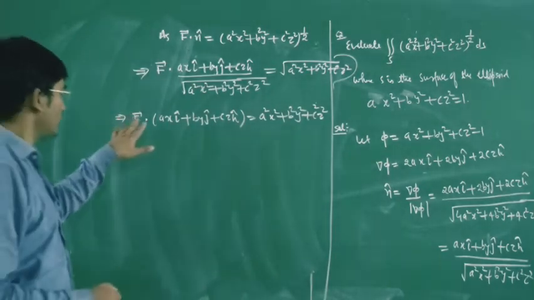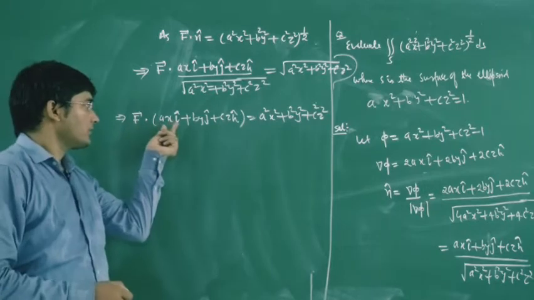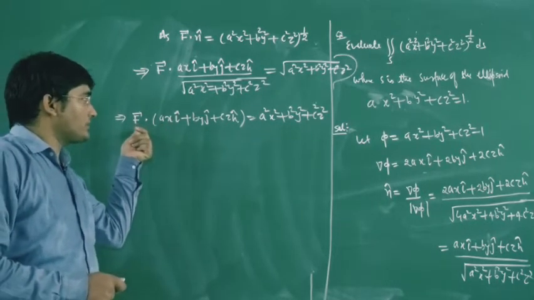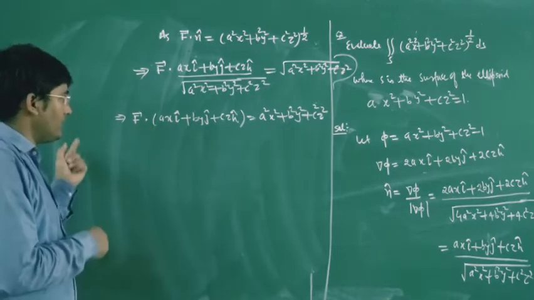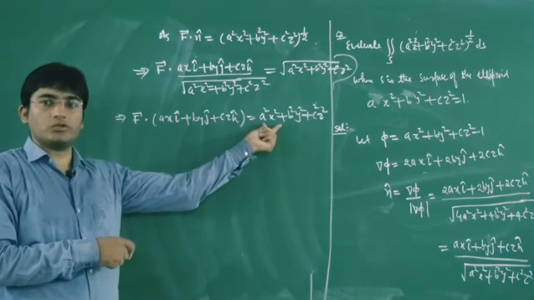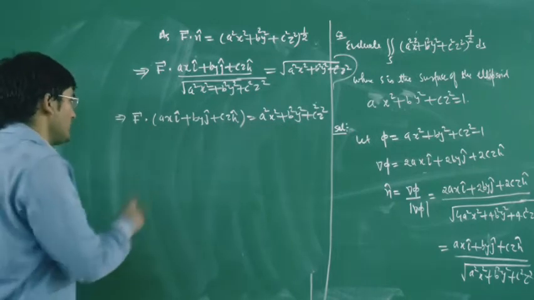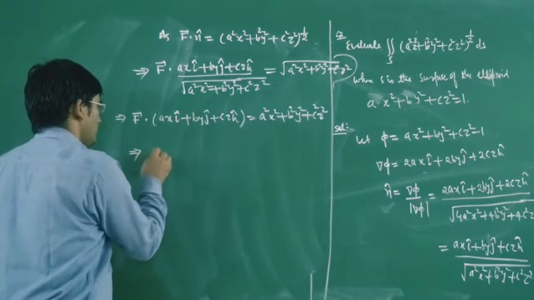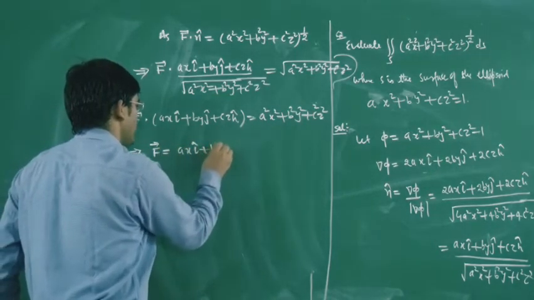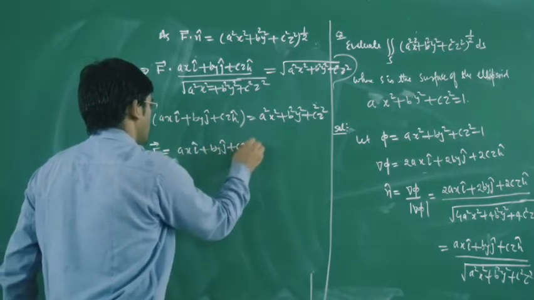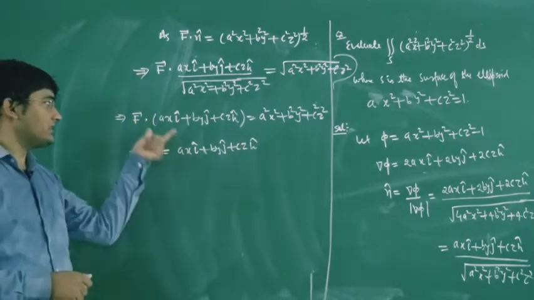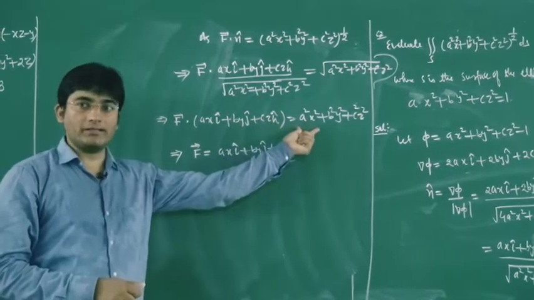So you can see that if you take your f as axi plus byj plus czk, only then the product of f and this vector will be equal to this one. So from here you can see that your f is equal to axi plus byj plus czk, because if you choose this f, only then this left hand side will be equal to this right hand side.